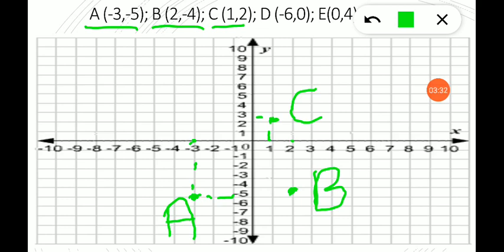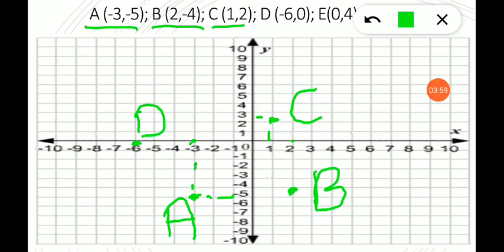Next point is point D, and the coordinates of point D are (-6, 0), which means x is -6, y is 0. So this will come on the line only, (-6, 0), that is point D.